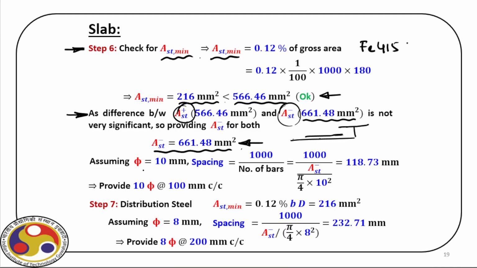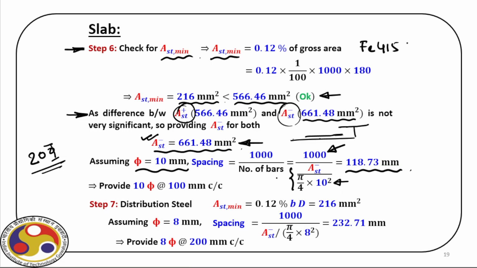Now, assuming phi to be 10 millimeter, recall at the very beginning, we considered 20 phi dia bar, but here, ultimately, let us start with 10 millimeter bar. So then the spacing of this bar, as you can see here, is 118.73 millimeter. So over a width of 1 meter, we find out the number of bars from this relation. So we have AST negative that we provide, which is 661.48, divided by the cross-sectional area of a 10 millimeter bar, as you can see here.